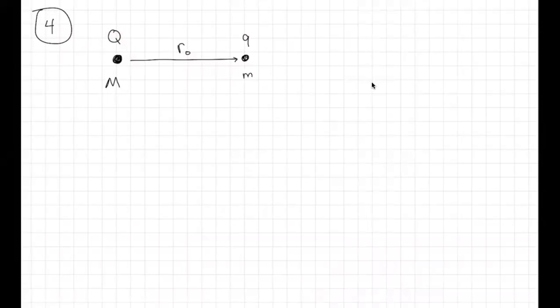So part A asks, what approach should we take to this problem if we want to figure out the speed of little q as a function of time? The approach we'd want to take here is to use Newton's laws. The reason for that is because Newton's laws say that the force on an object, the net force, is equal to the mass of that object times its acceleration.